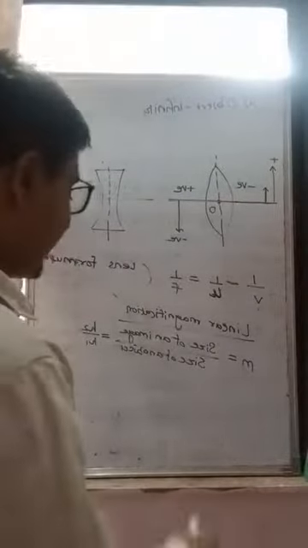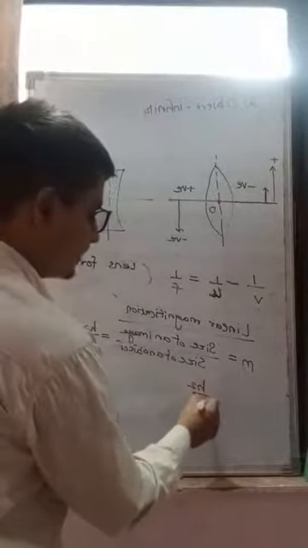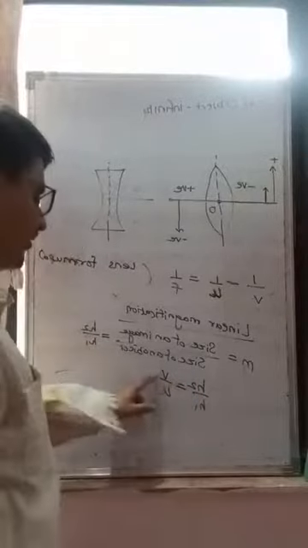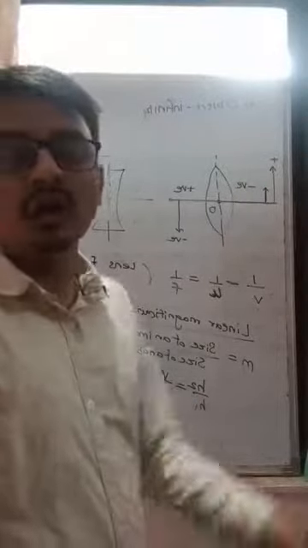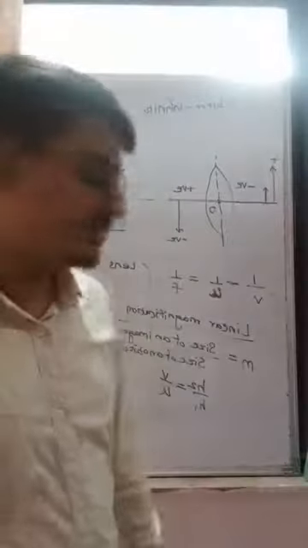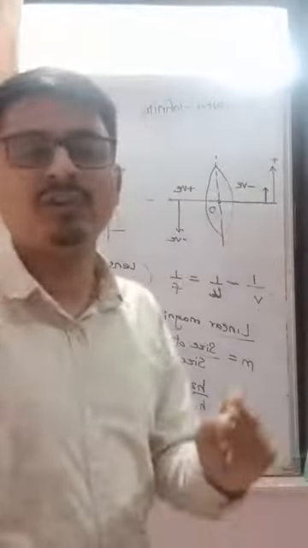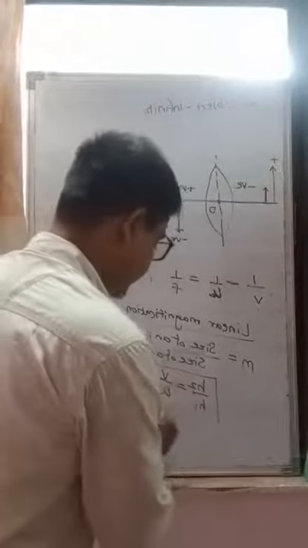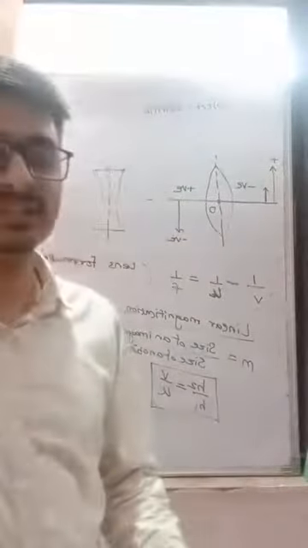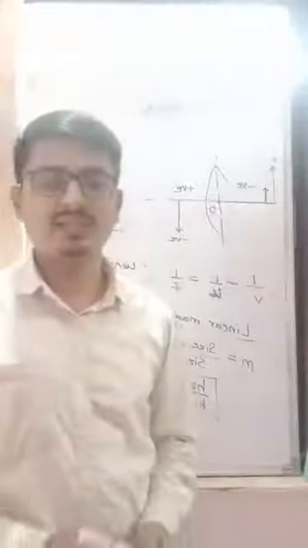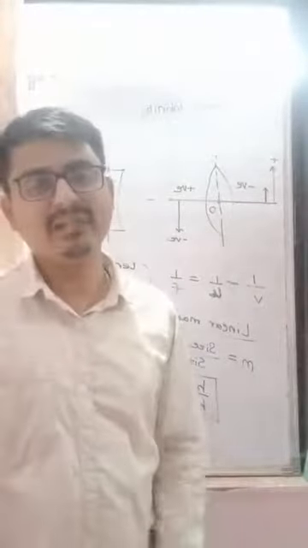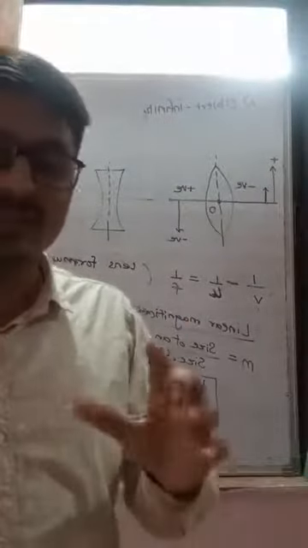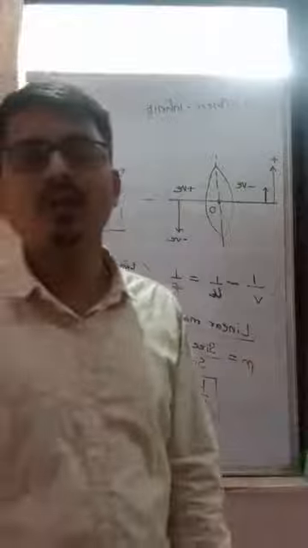And this h2 upon h1, surprisingly, we will observe is equal to v upon u, where v is the distance of the image from the optical center and u is the distance of the object from the optical center. So this ratio will always be equal whether it is a convex lens or a concave lens. This is called linear magnification, the ratio of the size of the image to the size of the object. That's it.